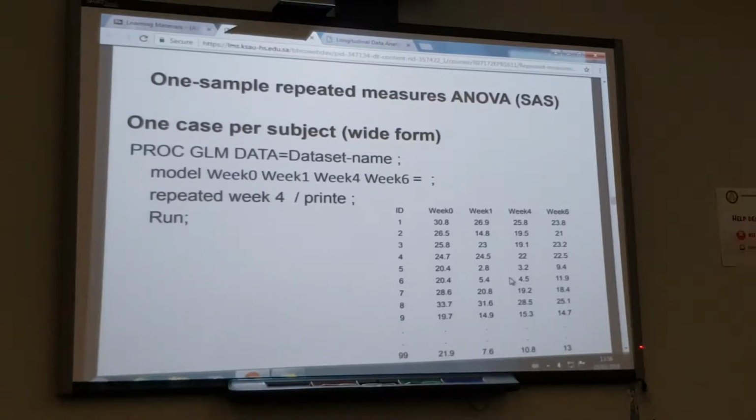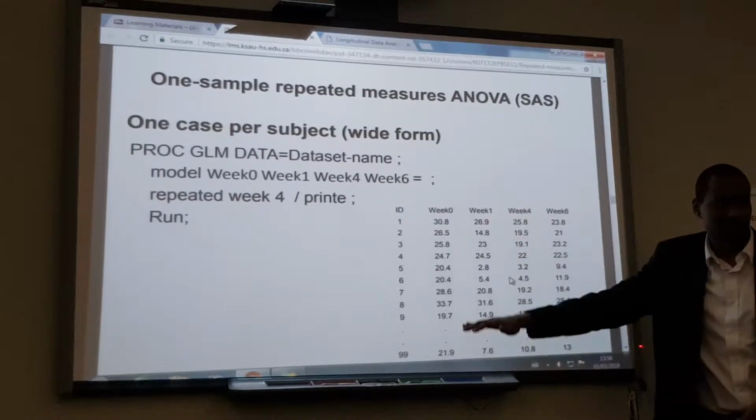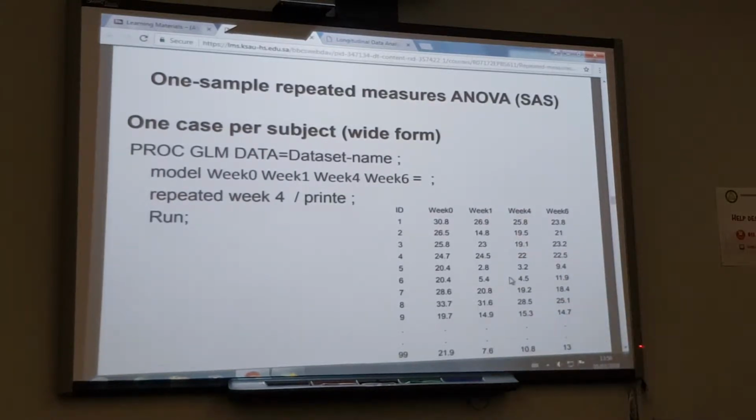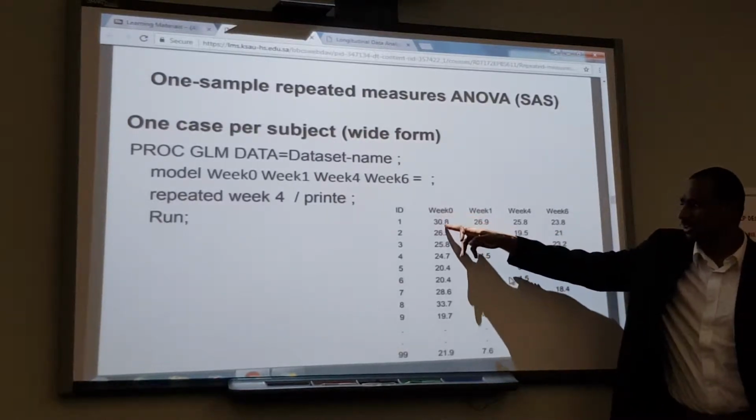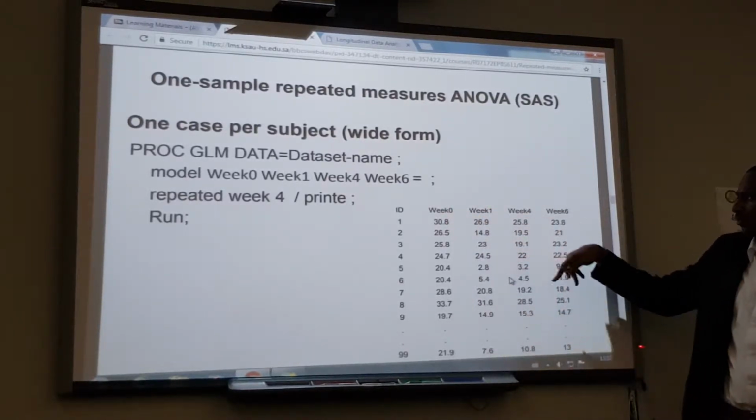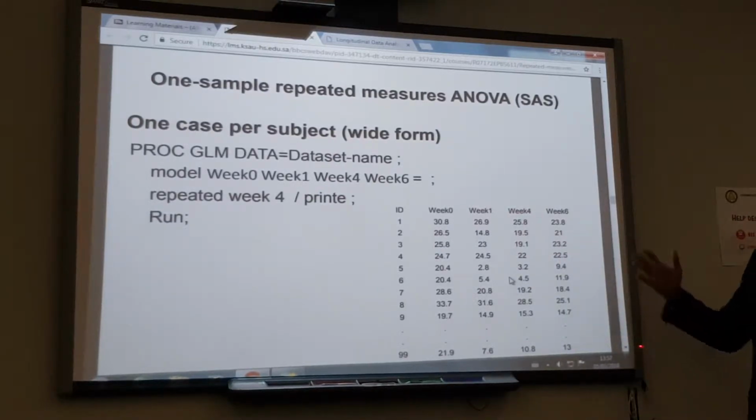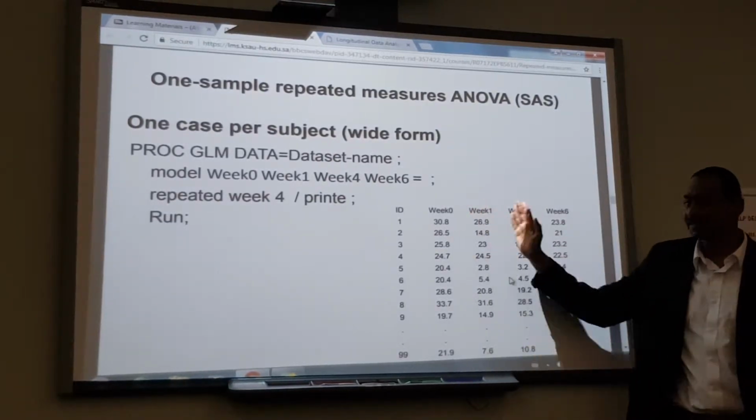Using SAS. Remember, this is the same example. We don't have a treatment here. Do you have treatment? No treatment, right? Because it's one sample. I'm just having 4 measures: lead level at week 0, week 1, week 4, week 6. I'm trying to test whether there is a difference in lead level over time.